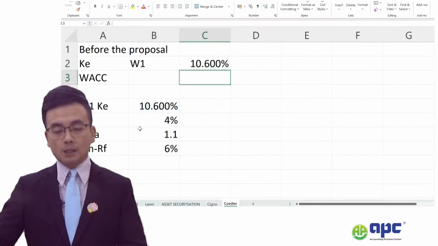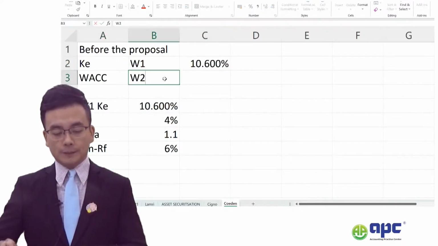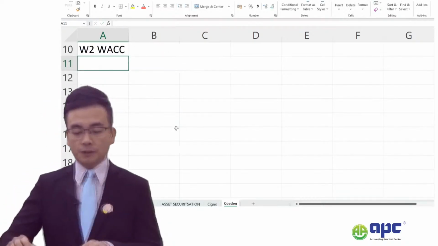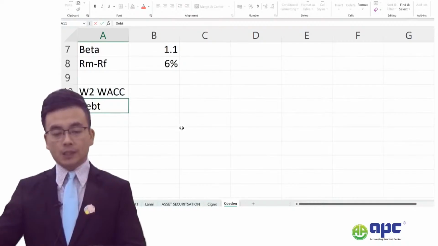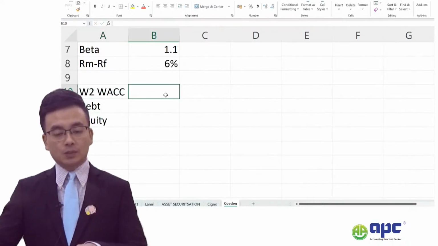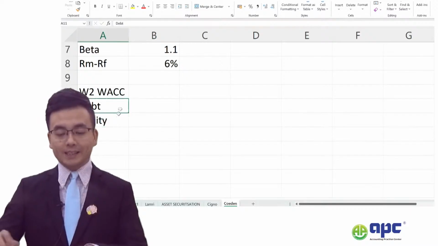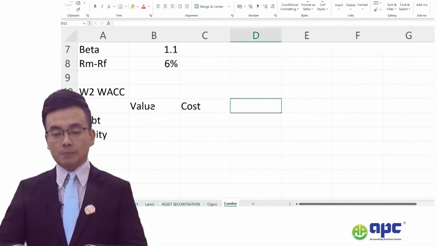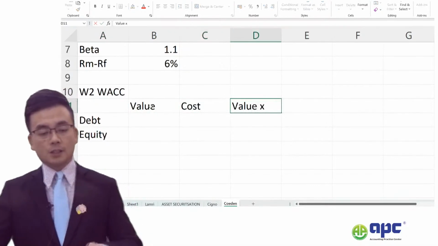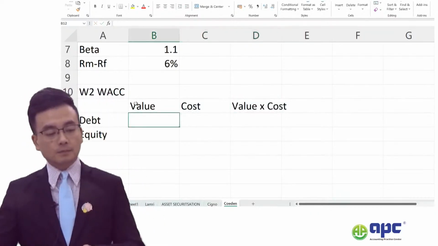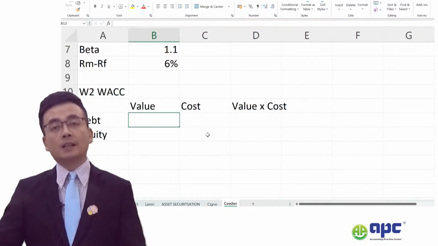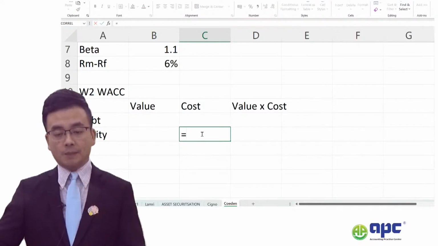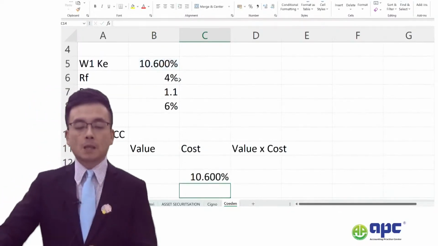But how about for WACC? So let's start working 2, why not? So working 2 for WACC. Firstly, we've got different sources of funds. We've got the debt and equity. So first we need to work out the value of each and the cost of each, and the value times cost. We just calculated the cost of equity, being 10.6%. How about the cost of debt?